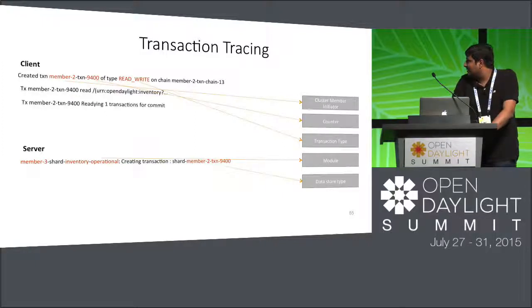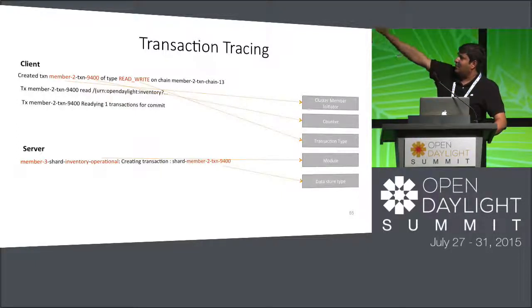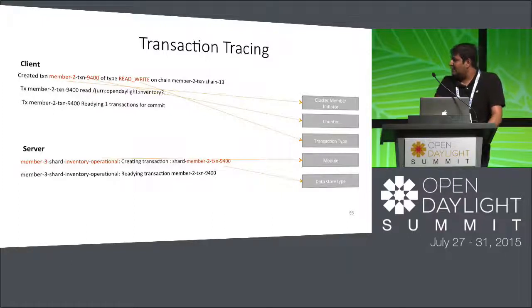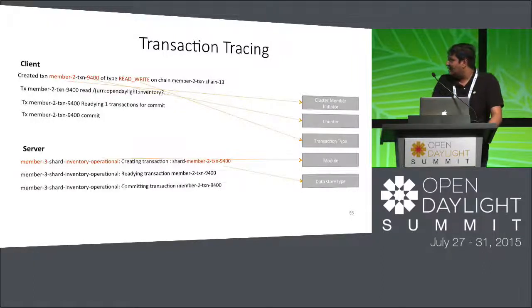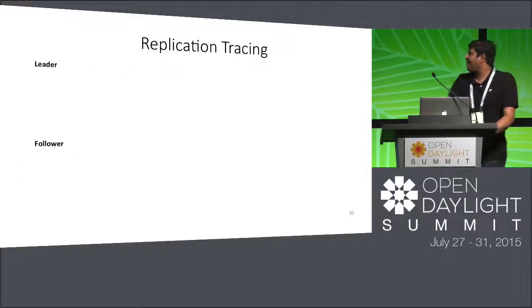It's operational really. So once this is done, when you try to commit the transaction, you'll see something like that: transaction member 2 readying one transaction for commit. On the server side, you'll see readying transaction member 2 transaction 900, and transaction member 2 commit on the client side, committing transaction on the server side, commit succeeded, and that would be the end of the transaction.